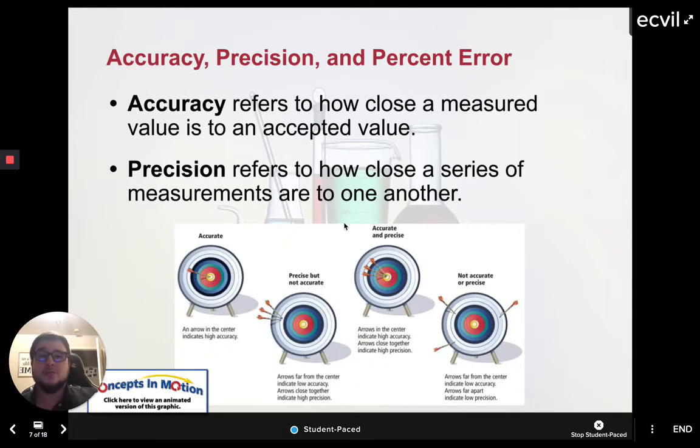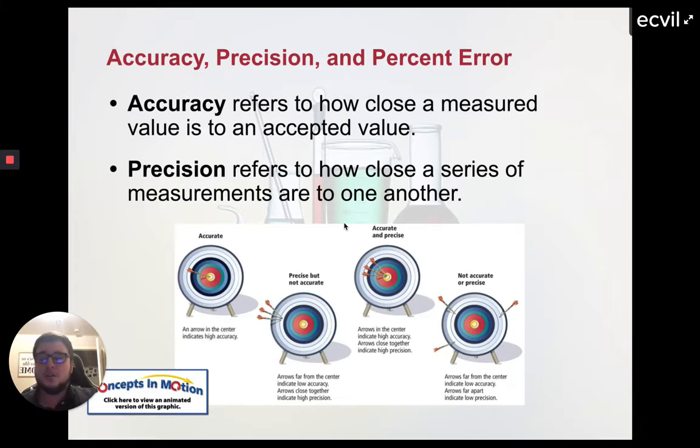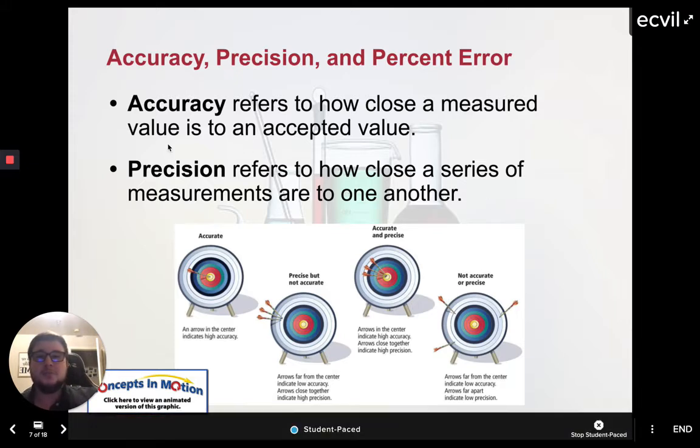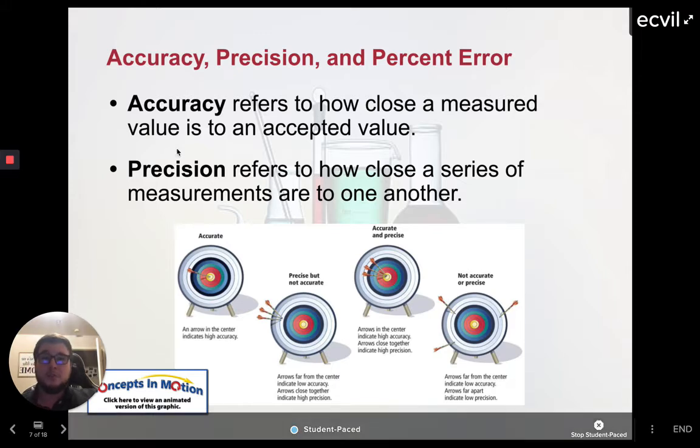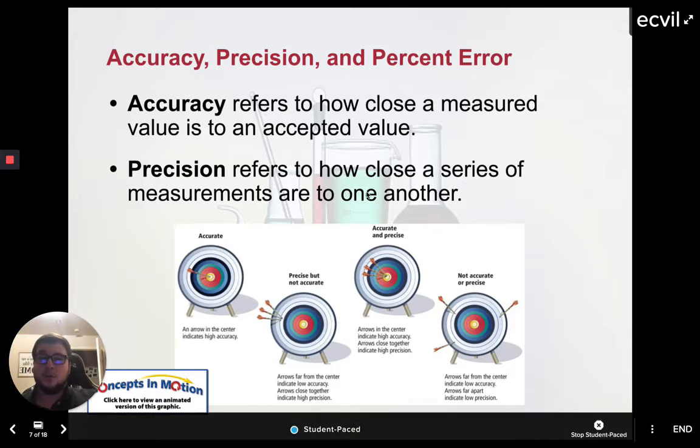Precision refers to how close a series of measurements are to one another. So if I get on the scale that tells me I'm 30 pounds lighter than what I actually am, and the scale tells me over and over and over again that I'm 170, those measurements are all the same and they're all close to one another. So that scale, even though it's off in accuracy, is really precise because it's giving me the same answer over and over.